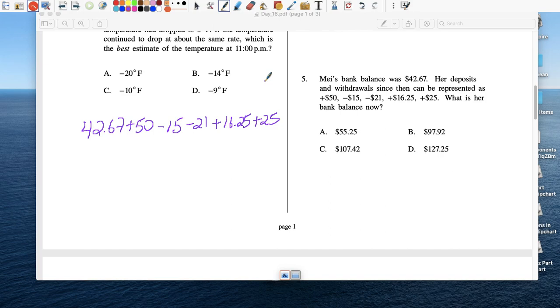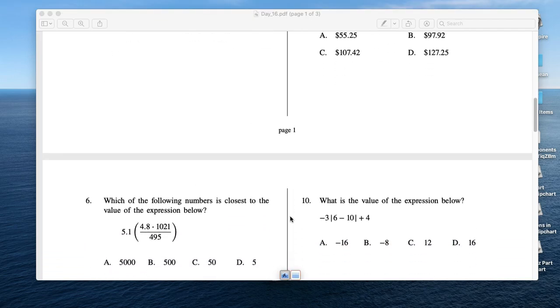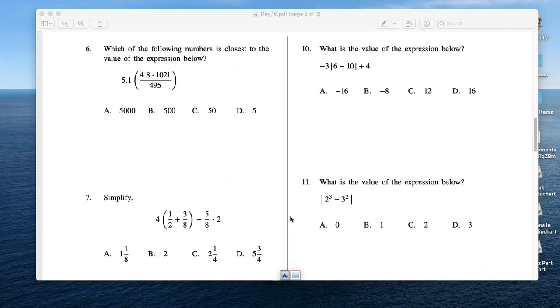We're going to go 42.67, plus 50, minus 15, minus 21, plus 16.25, and then plus 25. 97.92. There you go. You have a calculator, right? So these questions shouldn't pose too much of a problem.